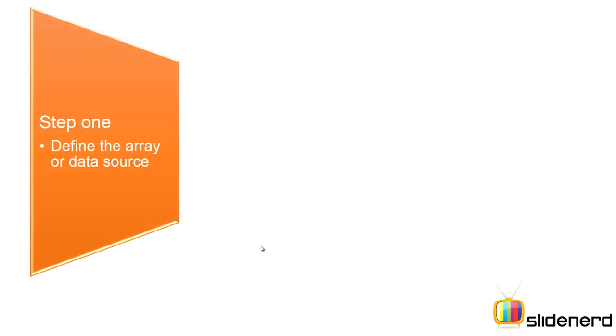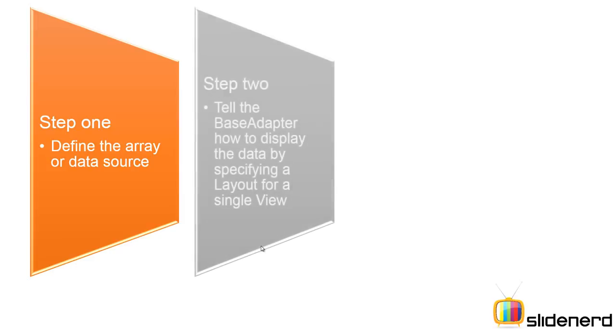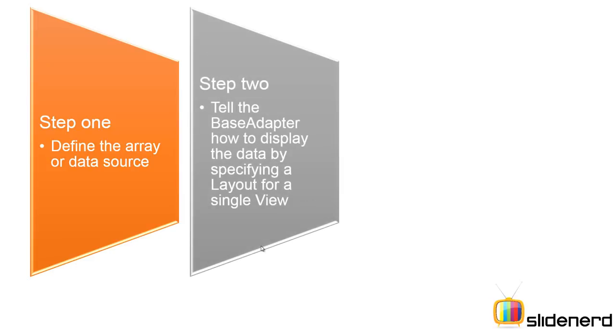Alright, so at this point, you probably ask me the question, what are the steps in creating a grid view? So these are the following steps. Step 1, define the array or a data source like we discussed. Step 2, create a base adapter and tell it how to display the data by specifying a layout for a single view. Now remember, the base adapter creates a single view object, right?